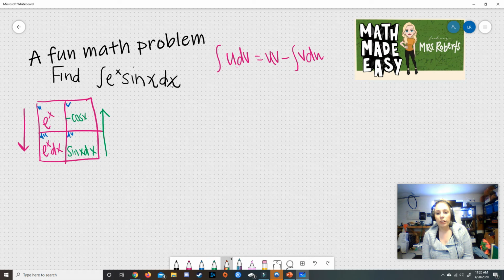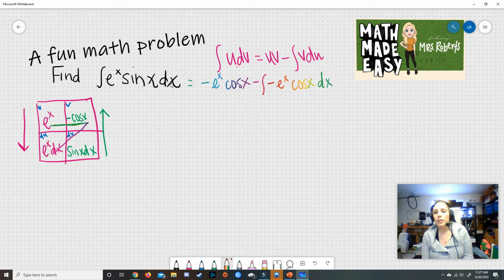So what we're going to do is make a 7. We're going to cross here first, and say the integral of e to the x sine of x equals negative e to the x cosine of x, because I multiplied u and v, just like it tells me to here. Then I'm going to complete my 7 by multiplying this way: negative cosine of x times e to the x dx. And remember, this one is the integral. So minus the integral of negative e to the x cosine of x dx.